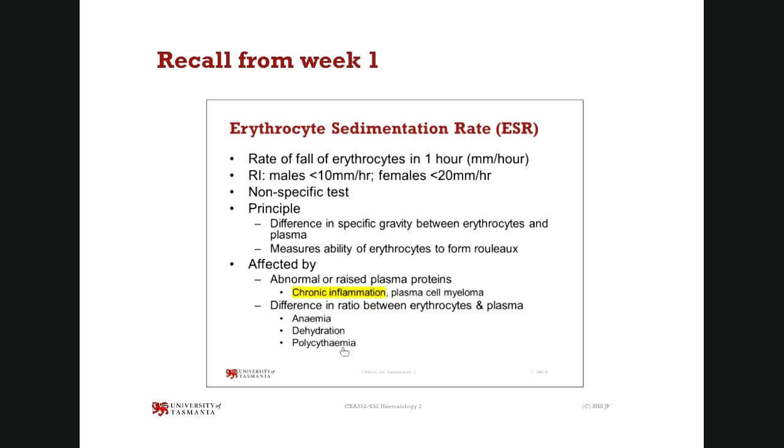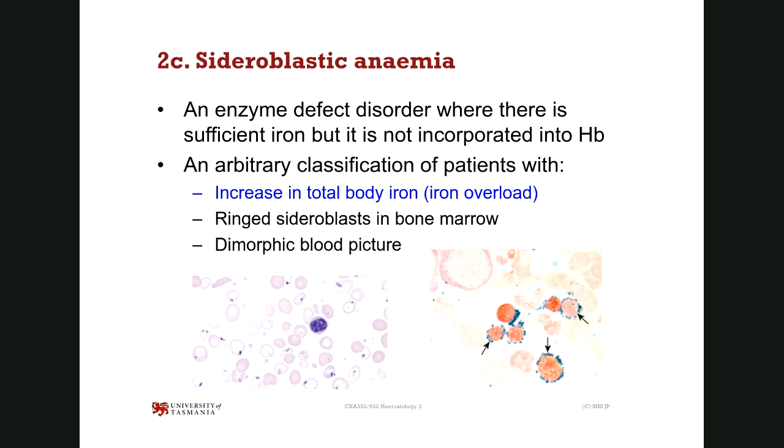The ESR is less, so you've got less falling. Usually it's less than 10 millimeters per hour or something, depending on if you're male or female. In polycythemia, it hardly falls at all, so that can be a sign that you've got a lot of red cells there. So yes, the ESR is a non-specific test that isn't really used all that much, but it can be quite useful for monitoring flare-ups in chronic inflammatory conditions.